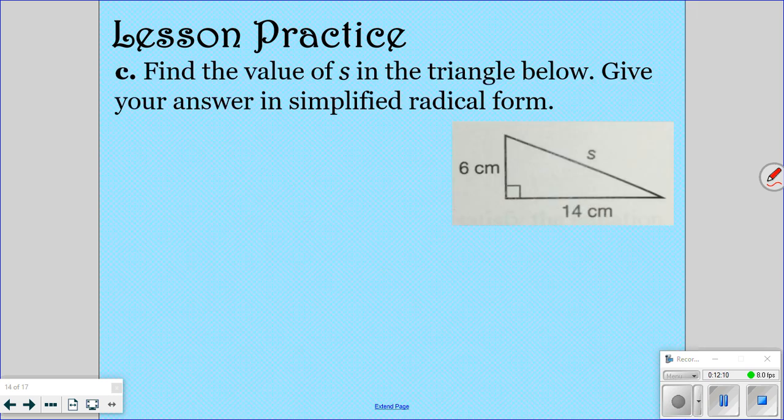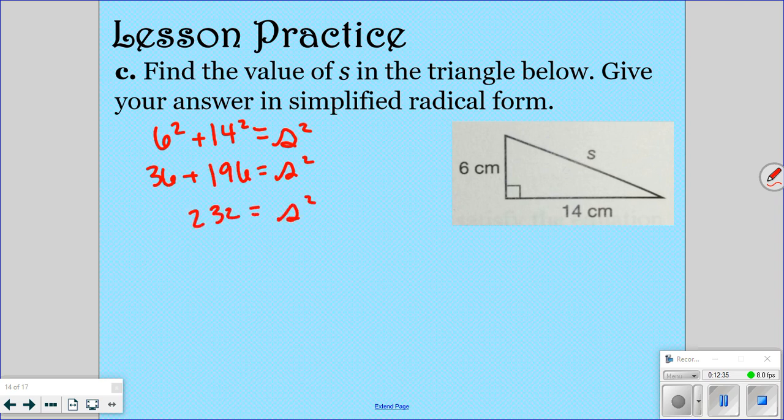So let's see if y'all can try this one by yourself, and then once y'all are finished, unpause the video and I'll go over it. So we're going to use the Pythagorean theorem. So 6 squared plus 14 squared equals s squared. So 36 plus 196 equals s squared. And if you add those together, you get 232 equals s squared. And then you take the square root.